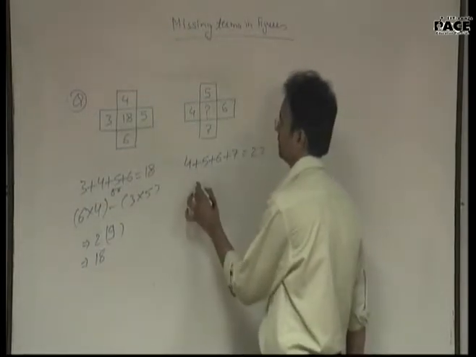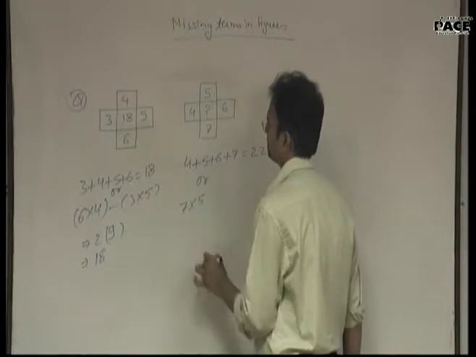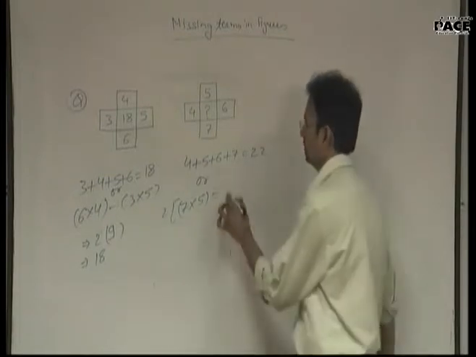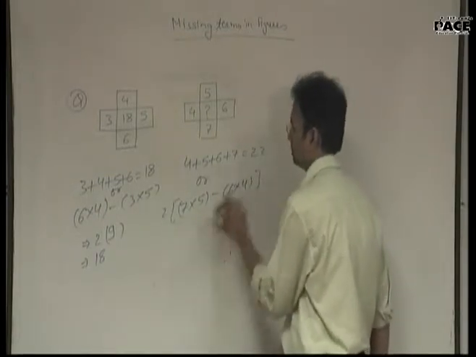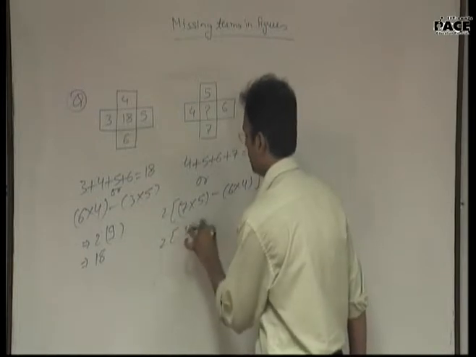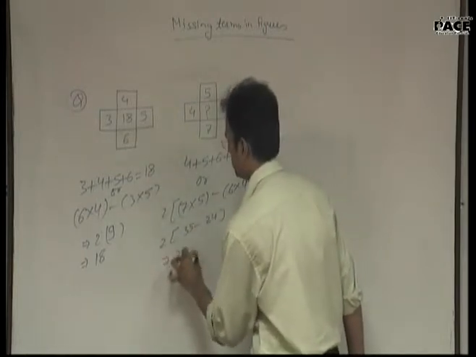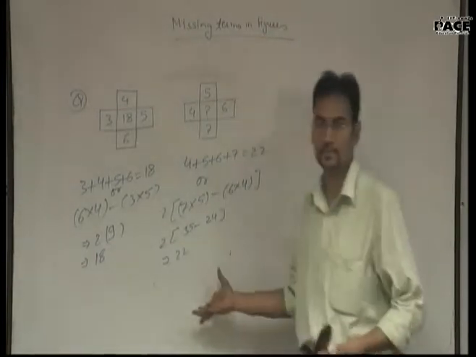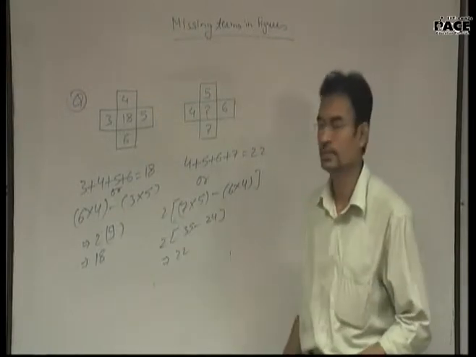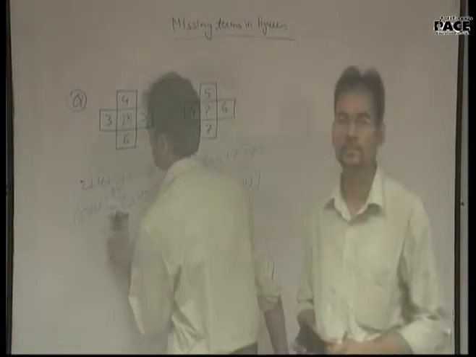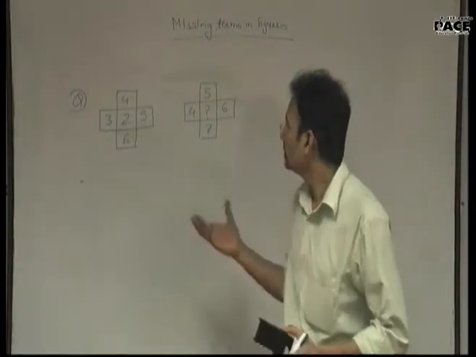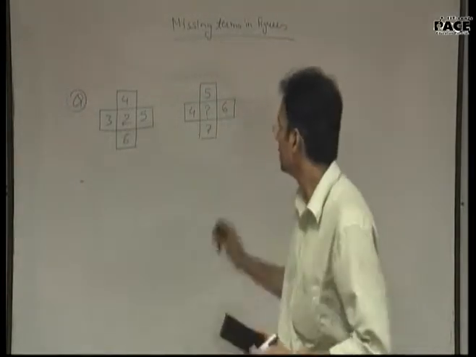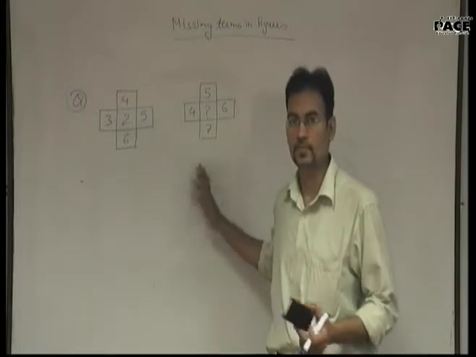We can have the same logic here. 7 into 5 minus 6 into 4, and I'm doubling it straight away here also. 35 minus 24, which will give you 20. The answer is the same, even though the logic is different. So we have n number of logics to get this, but we have to find out what logic is required in the options we have.